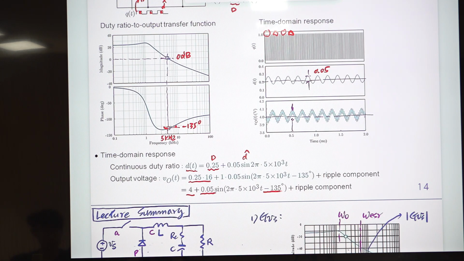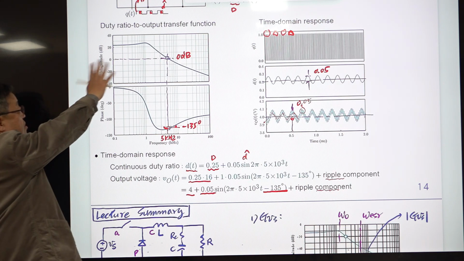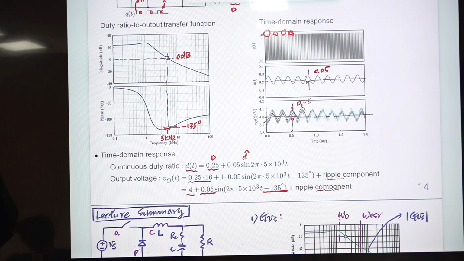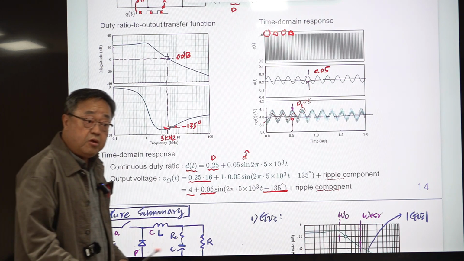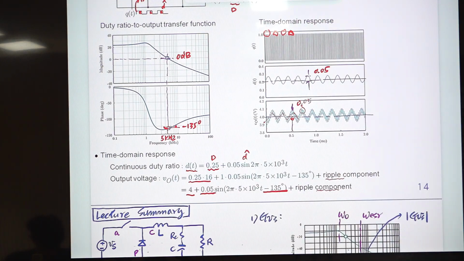And at this frequency, there is a phase delay of 135 degrees and some ripple component. So the ripple component is here, and this is a ripple component here. You see this. If you take the average value of this, ignoring the ripple component, this variation is also 0.05. So it validates the implication of this transfer function, duty ratio to output transfer function. It's just one point. At another point, you may have a different result. And again, this frequency response contains the entire information about this system.